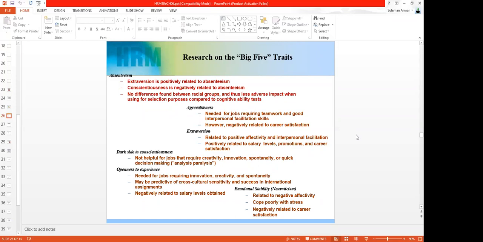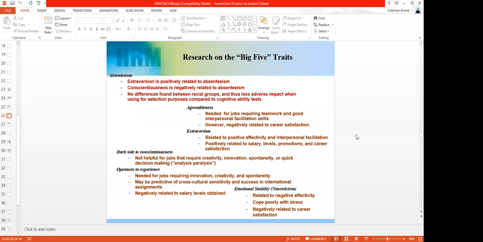Let's see how openness to experience has research evidence related to the job. It says it is needed for jobs requiring innovation, creativity, and spontaneity. If we design a job which includes the requirement of innovation, creativity, and spontaneity, we better hire the person with higher levels of openness to experience. At the same time, it may be predictive of cross-cultural sensitivity and success in international assignments, but negatively related to salary levels obtained.